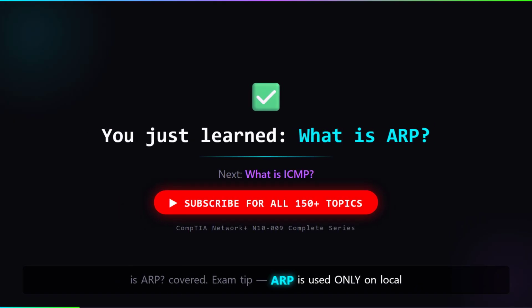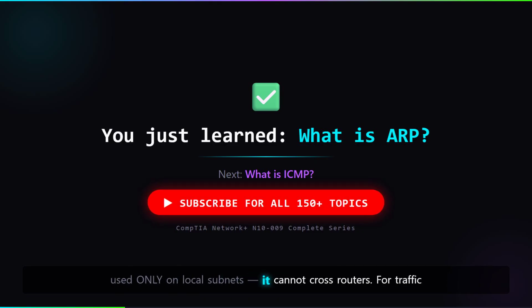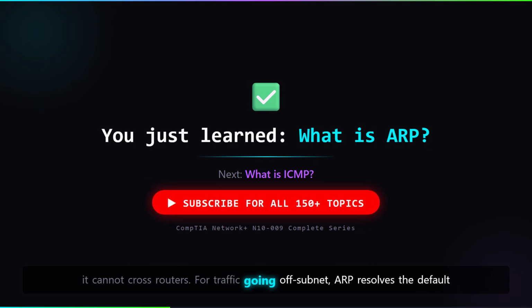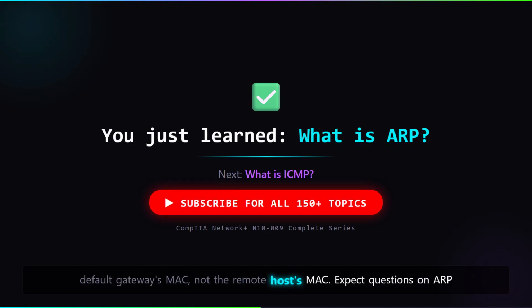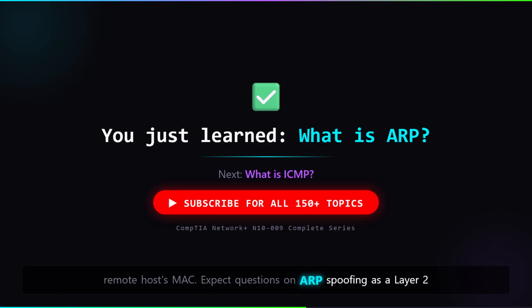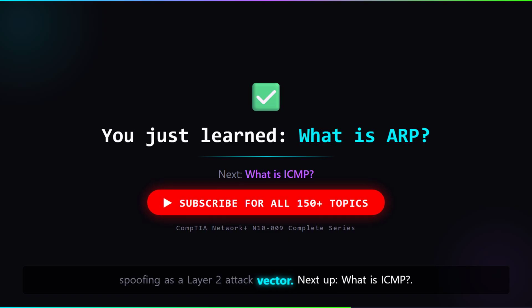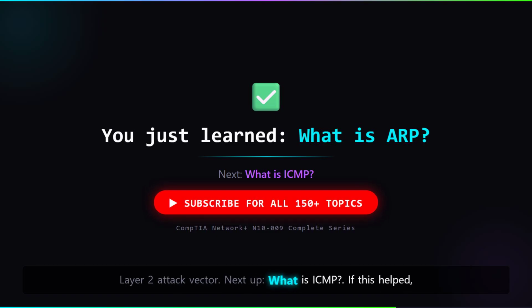Exam tip. ARP is used only on local subnets. It cannot cross routers. For traffic going off-subnet, ARP resolves the default gateway's MAC, not the remote host's MAC. Expect questions on ARP spoofing as a Layer 2 attack vector. Next up, what is ICMP?